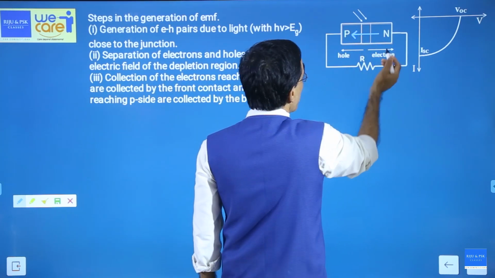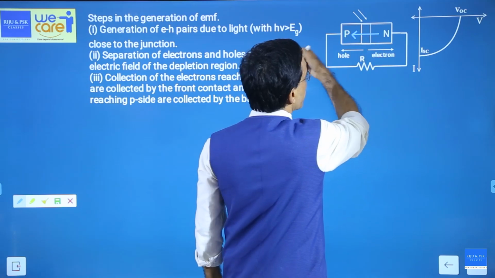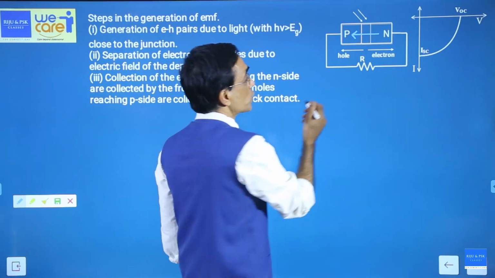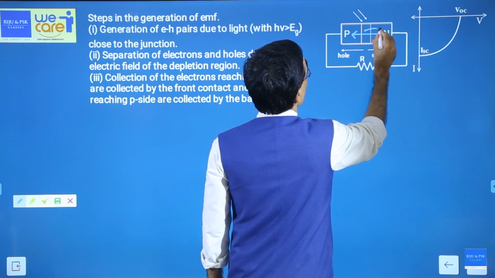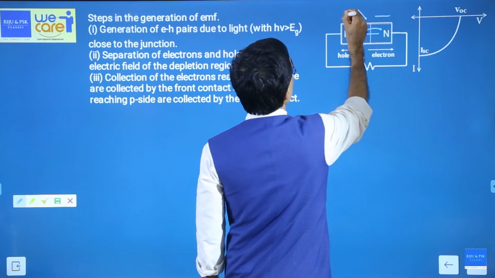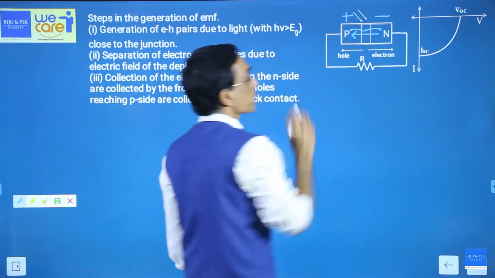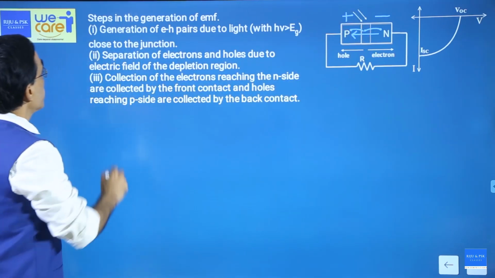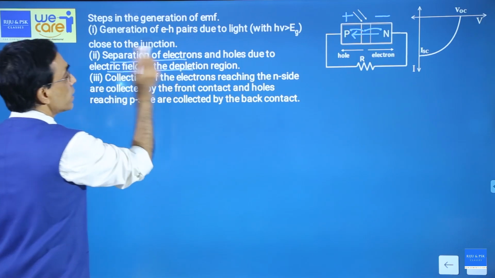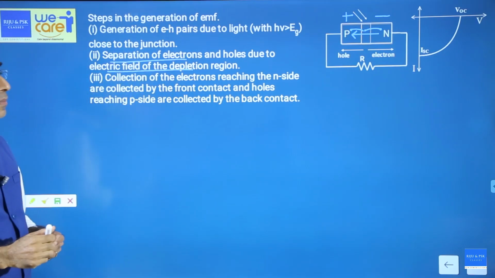There is an electric field across the junction from the N side to the P side. So when electrons and holes are produced, the electron will be attracted opposite to the field, and holes will be pushed in the direction of the field. So the electron will go to this point and the hole will go to this point. So this will become negatively charged, this will become positively charged. Separation of electrons and holes due to the electric field across the depletion region. That is the second step.